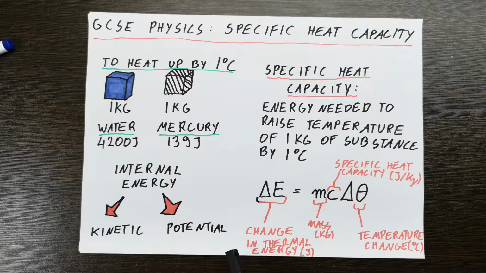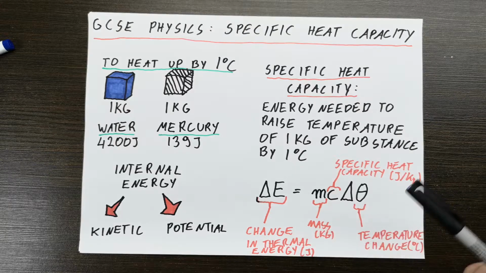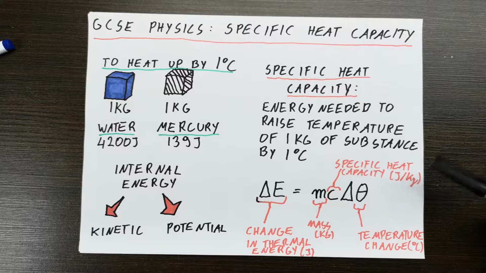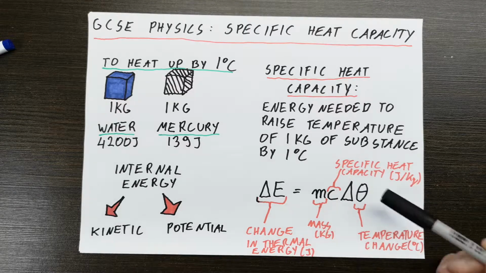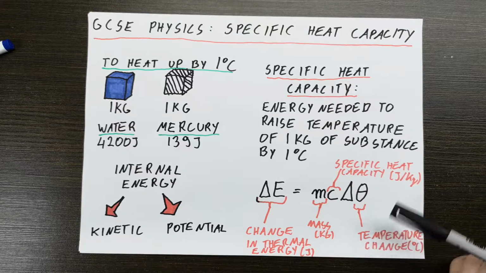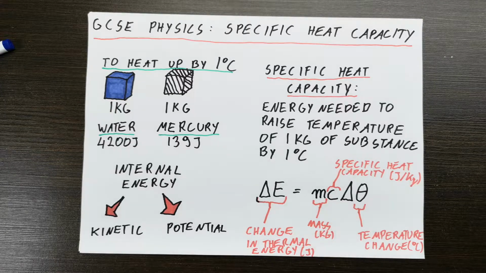First of all, the change in thermal energy is equal to mass multiplied by specific heat capacity multiplied by the change in temperature. That kind of makes sense, because based on the mass of the object that we're heating up, based on how much we heated it up, and based on the specific heat capacity, we can determine how much overall energy we needed to put in or take out.